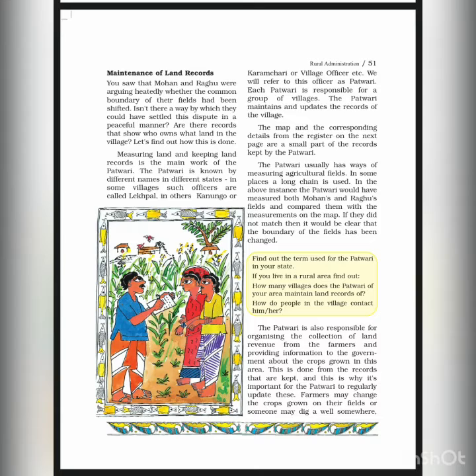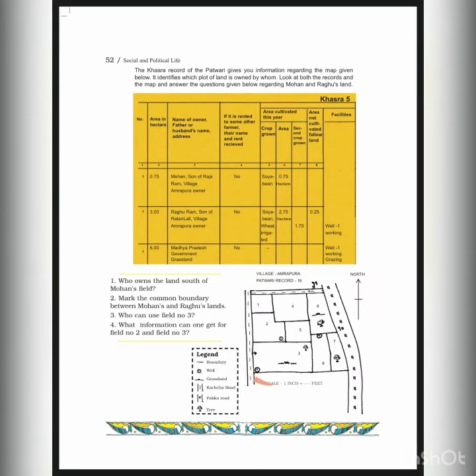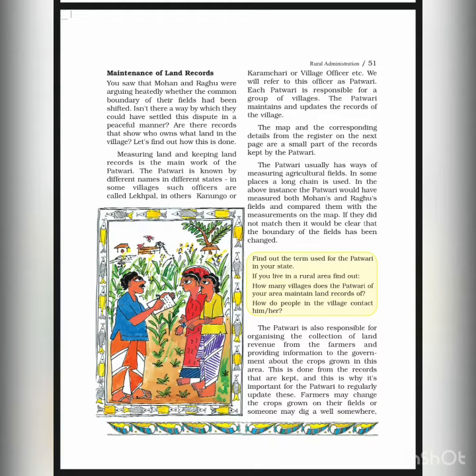The map and the corresponding details from the register on the next page are a small part of the records kept by the Patwari. Now children, on this page you can see the map, and all the details have been marked on this map, which is kept by the Patwari. There are some other works also which have to be done by the Patwari. The Patwari is also responsible for organizing the collection of land revenue from the farmers and providing information to the government about the crops grown in this area. Now children, you must be thinking, what is land revenue?